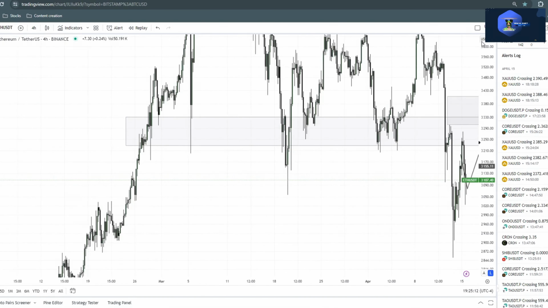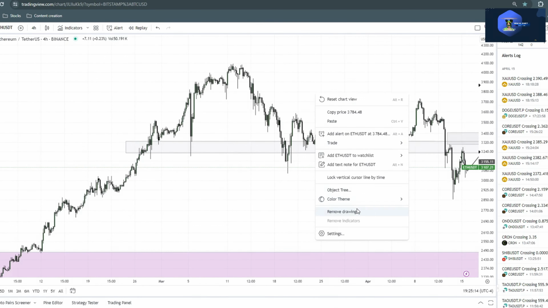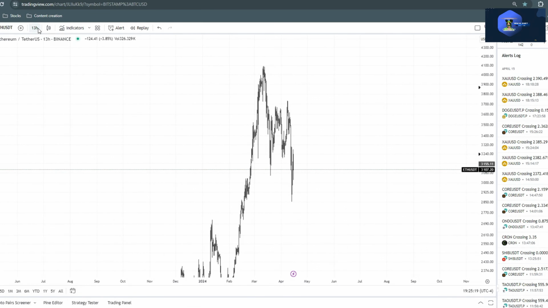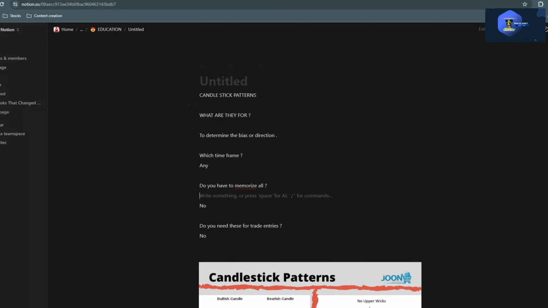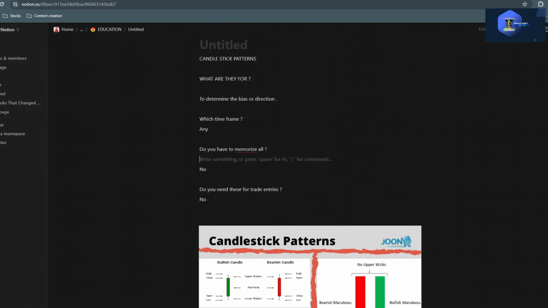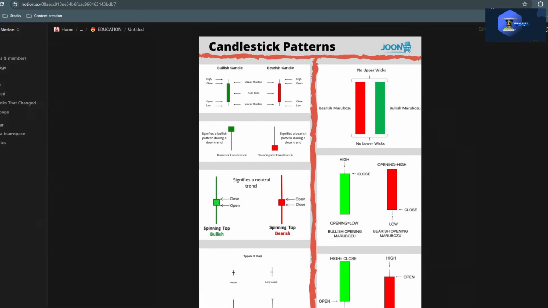Okay, so let's delete everything so you don't get confused with whatever I have on my chart. And yeah, let's dive right in. So what are we going to learn today? Today we're going to learn what candlestick patterns are, what they are for, what time frame you use them on, whether you really have to memorize all of them, and how you use them for entering a trade.